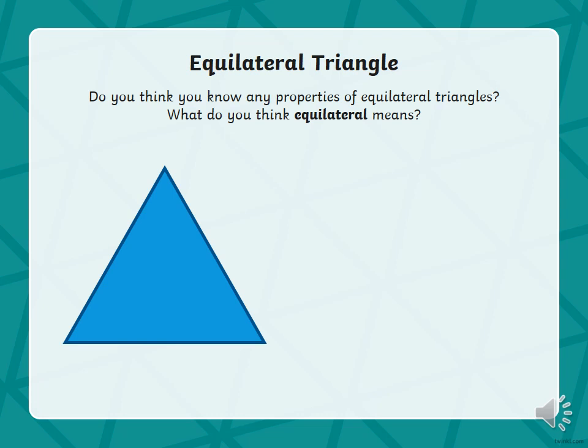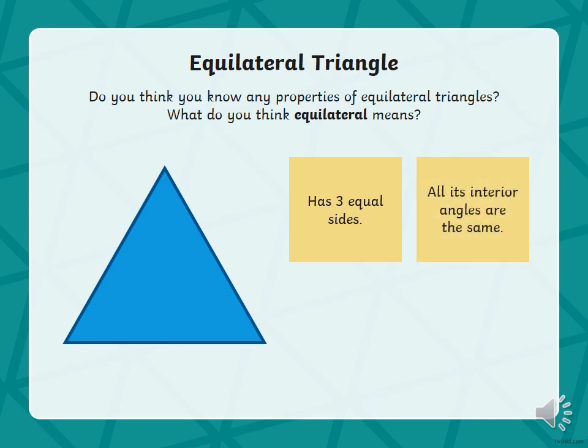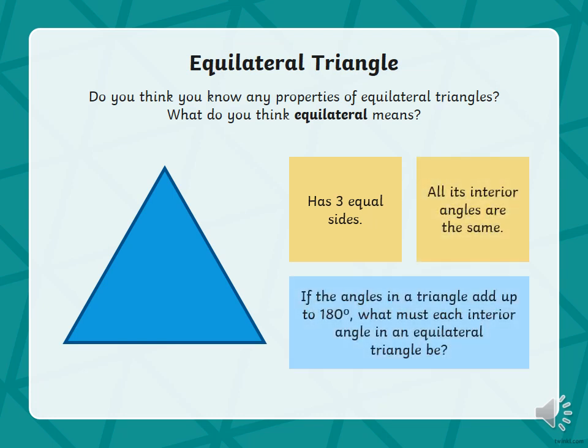Okay, so pause the video. Just think about what you think it means and what properties an equilateral triangle may have. So here is what it has. It has three equal sides. All its interior angles are the same. If the angles in a triangle add up to 180 degrees, what must each interior angle in an equilateral triangle be?